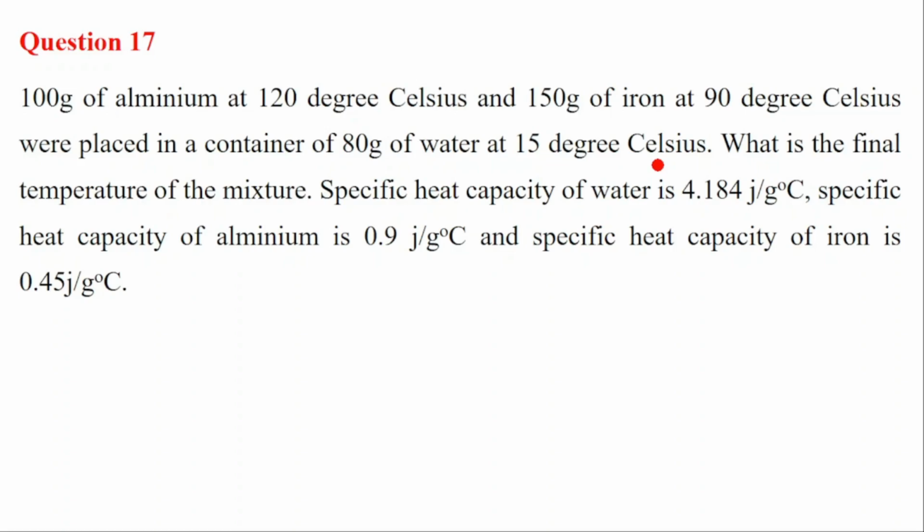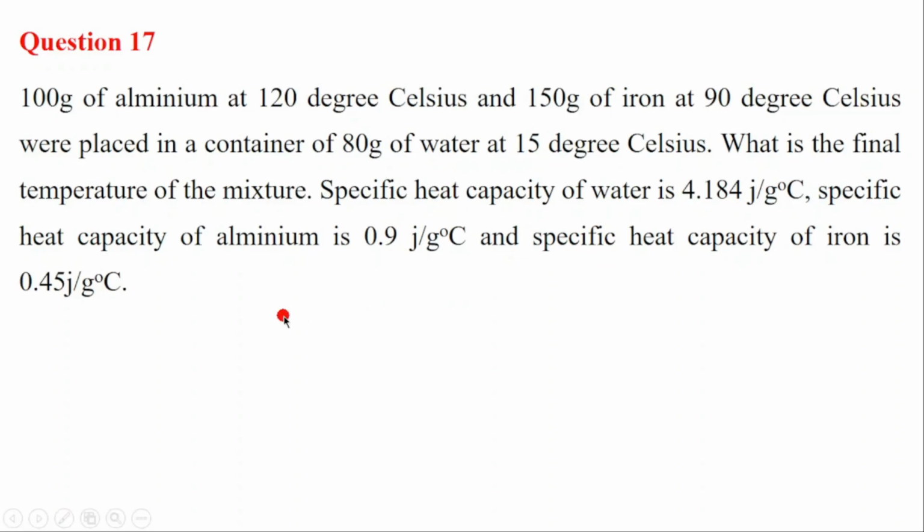That means we have a transfer of heat from the high temperature substance to the low temperature substance. The heat will flow from aluminum to water, and also from iron to water. Now they are asking what the final temperature of the mixture is. They have given the specific heat capacity of water, which is 4.184 joules per gram degree Celsius. The specific heat capacity of aluminum was given as 0.9 joules per gram degree Celsius, and the specific heat capacity of iron as 0.45 joules per gram degree Celsius.